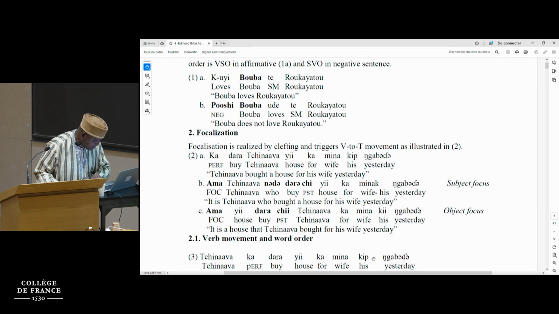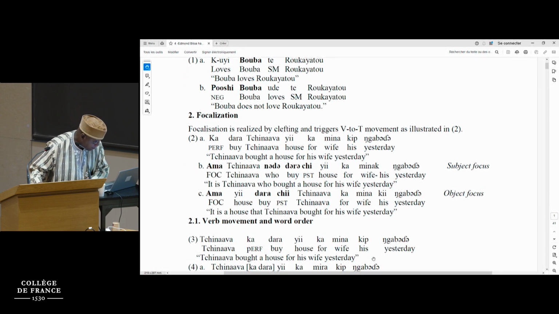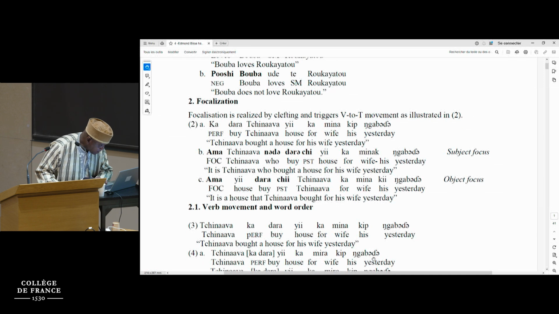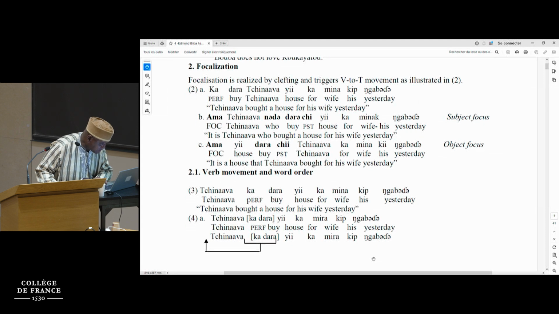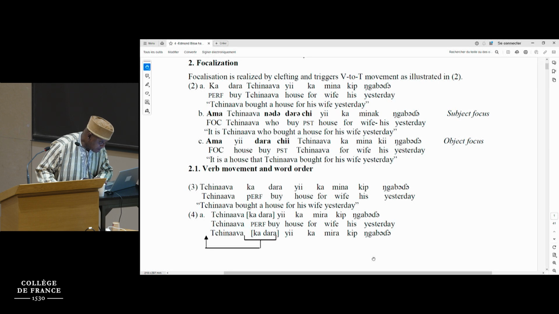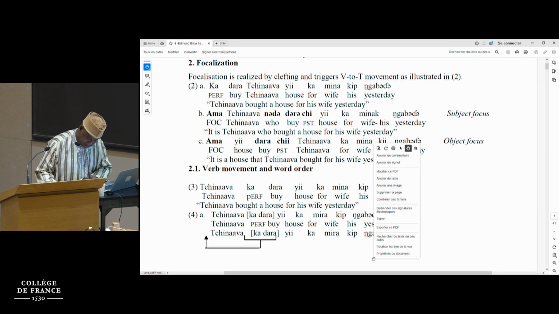Next, we talk about verb movement and word order. So if you take the sentence that we have there on 2A, let's assume that it is the basic sentence from which various movements will take place. You notice that the verb is fronted, followed by an aspectual morpheme. Descriptively, as you can see on 4A, the aspectual morpheme and the verb are fronted. That is, they occur before the subject.